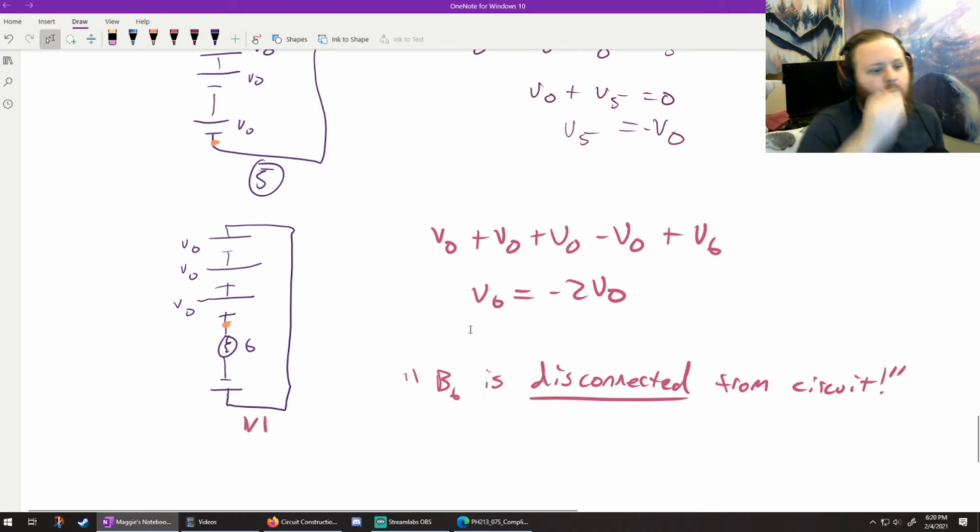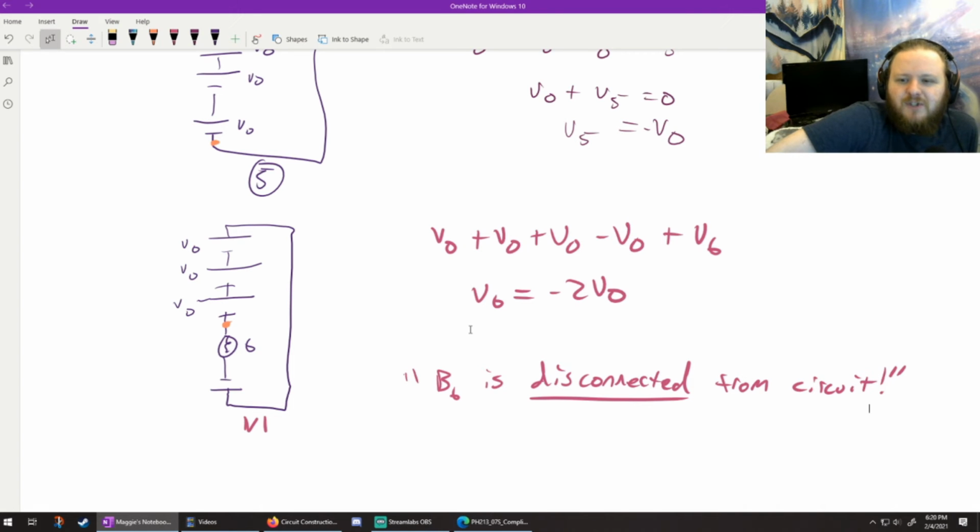So what's wrong with this argument that bulb 6 is disconnected from the circuit? Well, we don't have a tool that says anything about analyzing a finite duration or segment of a circuit. How do we analyze circuits? You've got to go around the whole loop, and you have absolutely no way to analyze a particular segment of a circuit. You just don't get to.